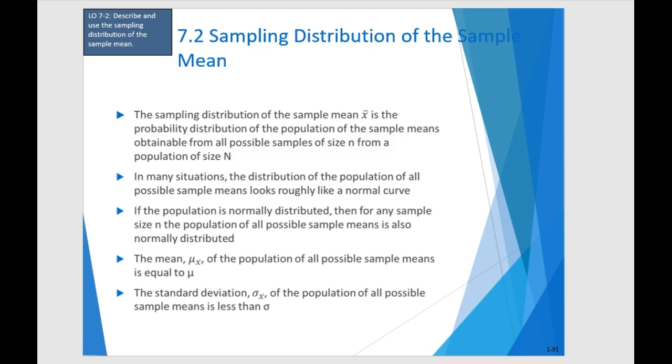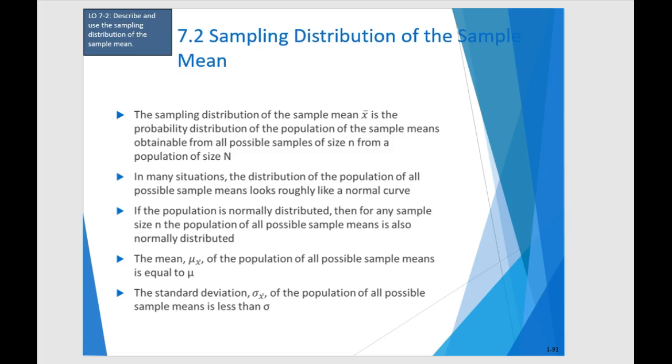So no longer are we looking at a probability distribution that is about X. We're looking at a probability distribution that is about X bar. So we're looking at what are the possible sample means that we can glean out of this data set.